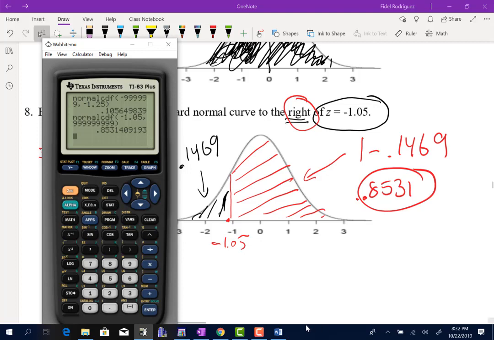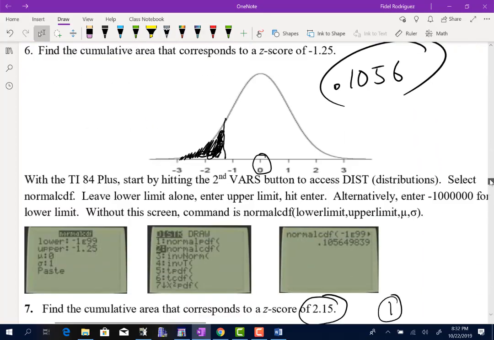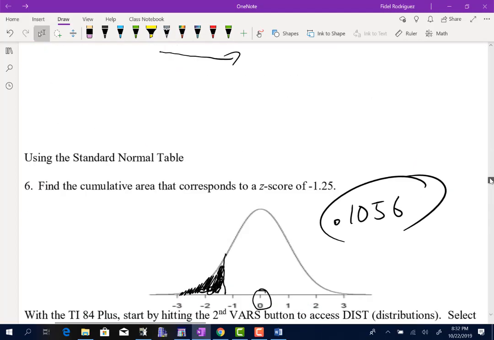And if it doesn't say, remember, if it tells you, so I want you to look at the one we just did right now, number 6. It just says, find the cumulative area that corresponds to a z-score of negative 1.25, right? Guys, if I look at my chart here, it's always telling me the area to the left, right? Because that's the area that's shaded. So when I'm using this table, it's always going to give me the area to the left, okay?